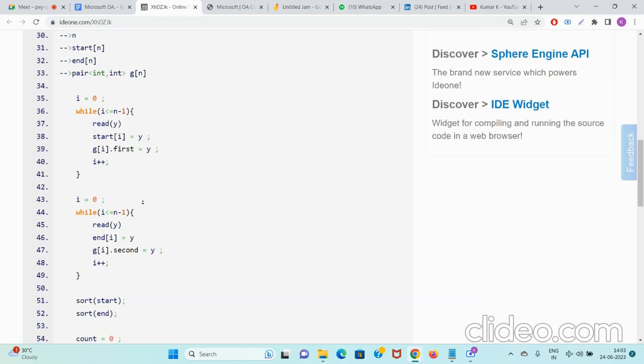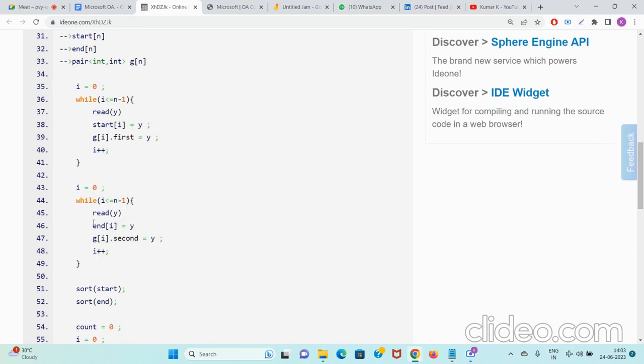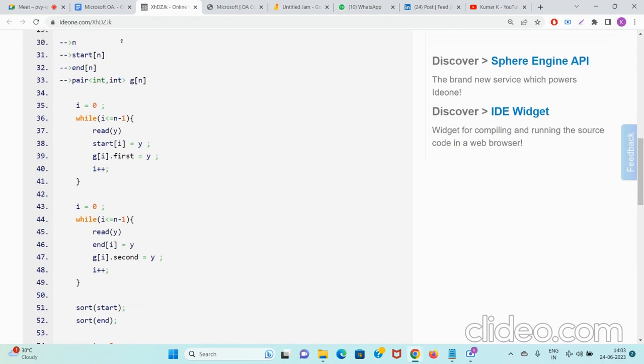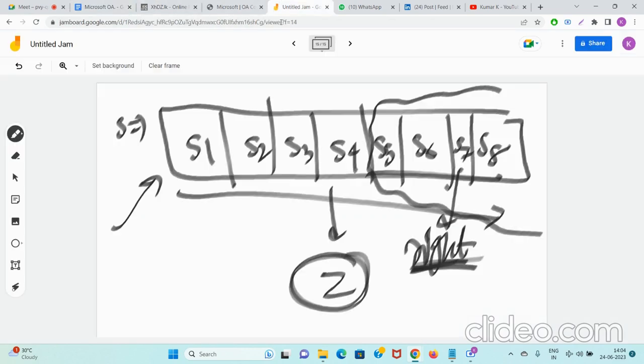Okay. Similarly, guys, in the second while loop, I am storing all the end pointers in the end array. And g of i dot second equal to y, what does that mean? I am storing that end pointer in the second place in the pair. Okay. See, I have created a start array which will be storing all the start pointers of all the intervals. I have created the end array which will be storing all the end pointers of all the intervals.